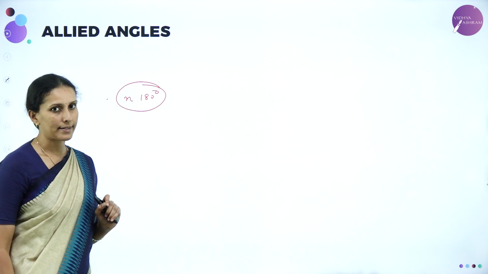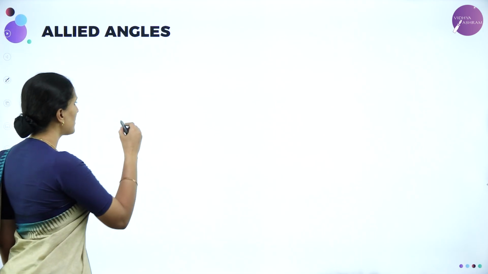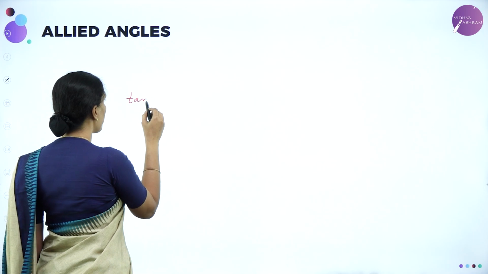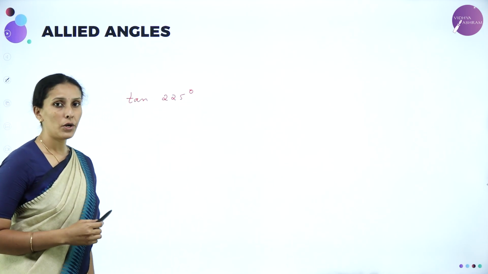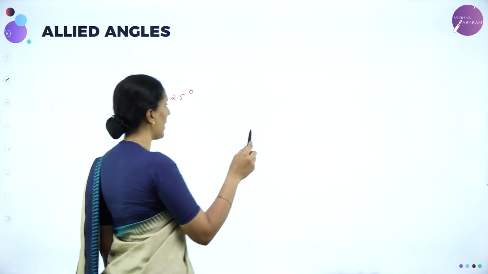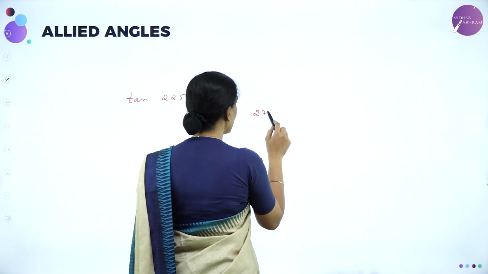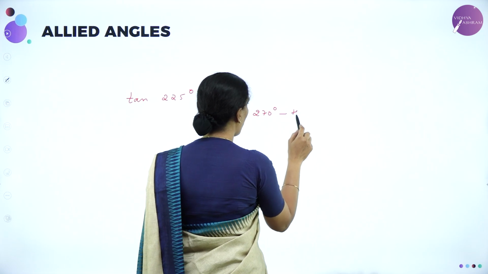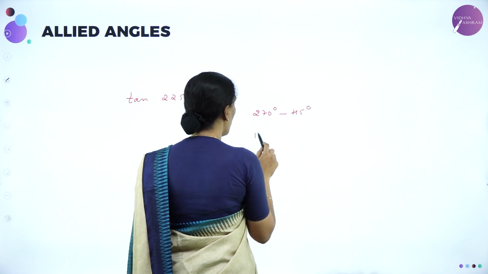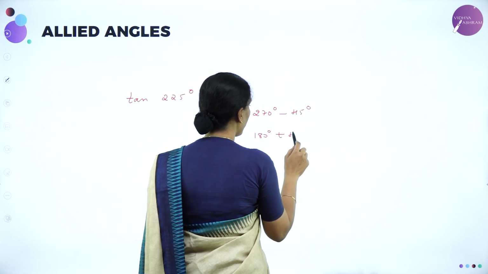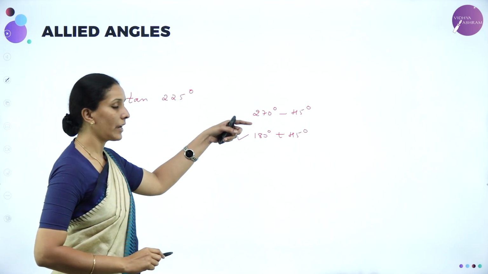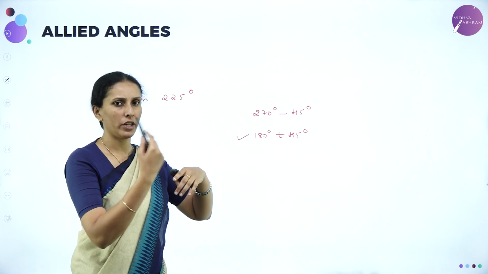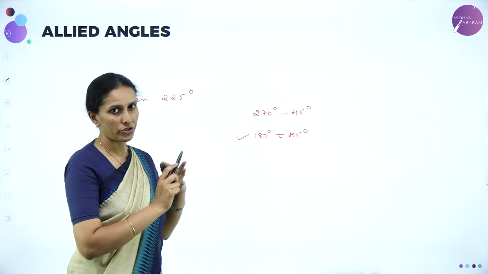So let us take an example. Now, let us find the value of tan 225 degree. See, 225 degree can also be written as 270 minus 45 degree or 180 plus 45 degree. I always prefer this, because whenever you are taking 270 minus 45, we need to change the function also, we need to change the sign also.